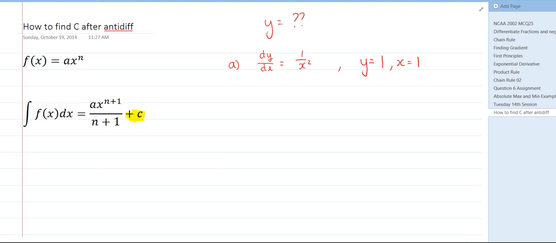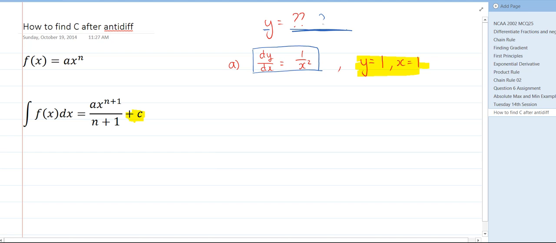Now here's the thing. You cannot find out C without this extra piece of information here. Because remember, what I've just done is I've given you the derivative of an equation. I don't know what that equation is. That's something I don't know. But I know the derivative will give me 1 on x squared. But I also know that originally, if I had y equal to 1, then x will equal 1.